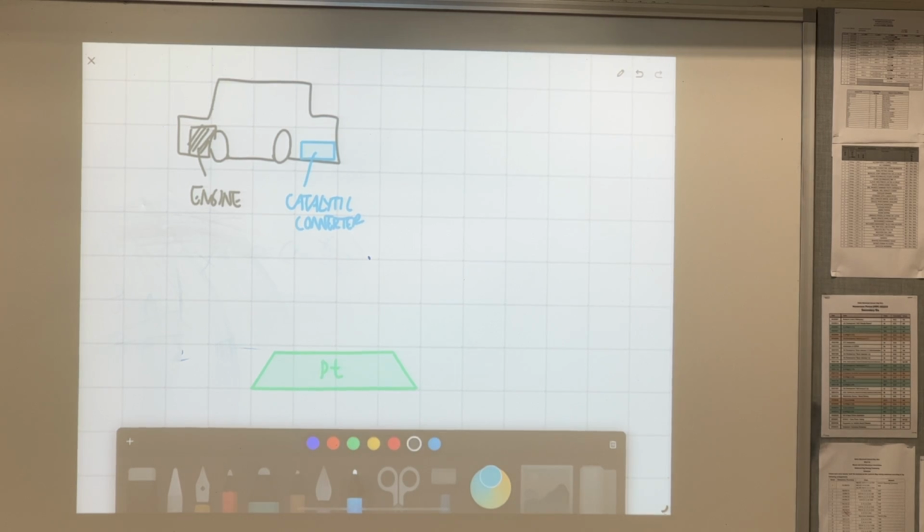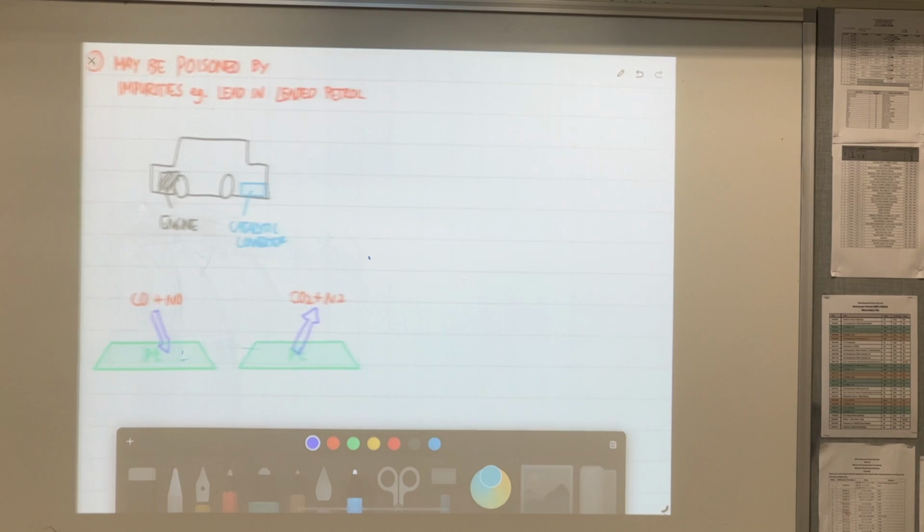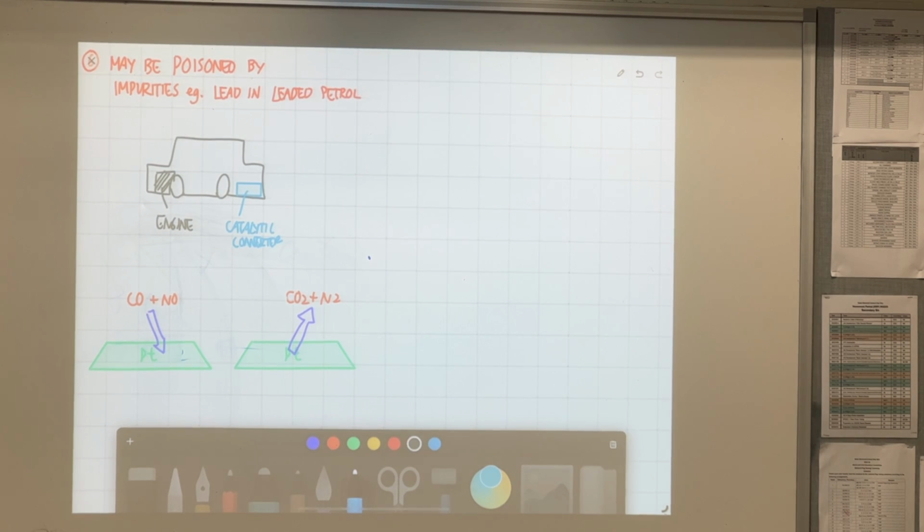So the carbon monoxide and the nitrogen monoxide can combine to form, what are the two products? Carbon dioxide and nitrogen. So first we have adsorption, then we have desorption. There's nothing wrong with this thing here.